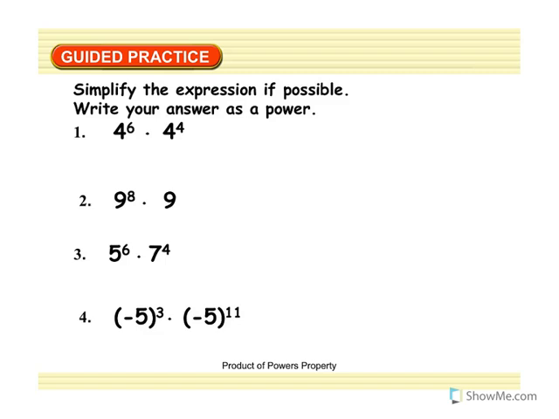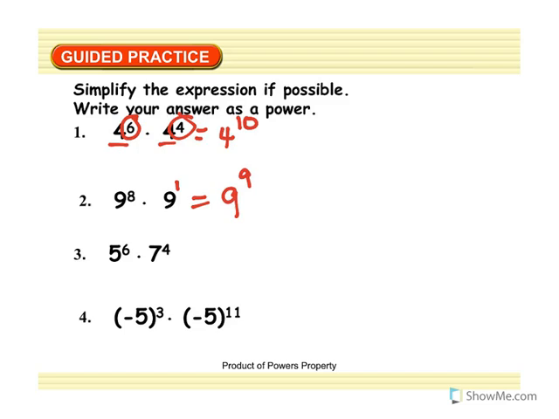So let's check out this first one. I've got the same base, which is 4. So I keep the base, and I add my powers. Right? Because if I wrote this out, I'd have 6 powers of 4, and 4 more powers of 4 is 10 powers of 4. Hopefully we know that 9 is 9 to the first. So when I keep my base and add my powers, I get 9 to the 9th.